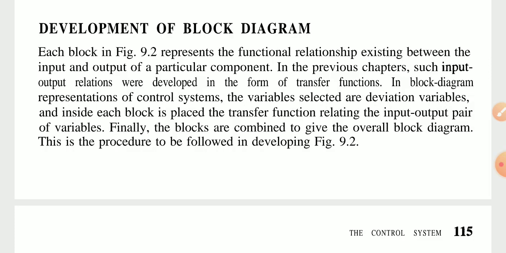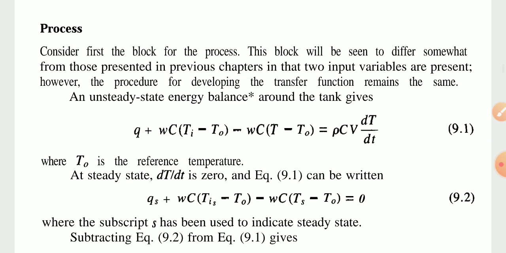Okay, in Figure 9.2 we saw the functional relationship existing between the input and output of a particular component. In the previous chapter such input-output relationships were expressed as transfer functions in a block diagram representation of the control system. The variables selected are deviation variables, and inside each block is placed the transfer function relating the input and output pair of the variables. Finally, the blocks are combined to give the overall block diagram. This is the procedure used in the development of Figure 9.2. Now we have to see the process, on what basis things will come.